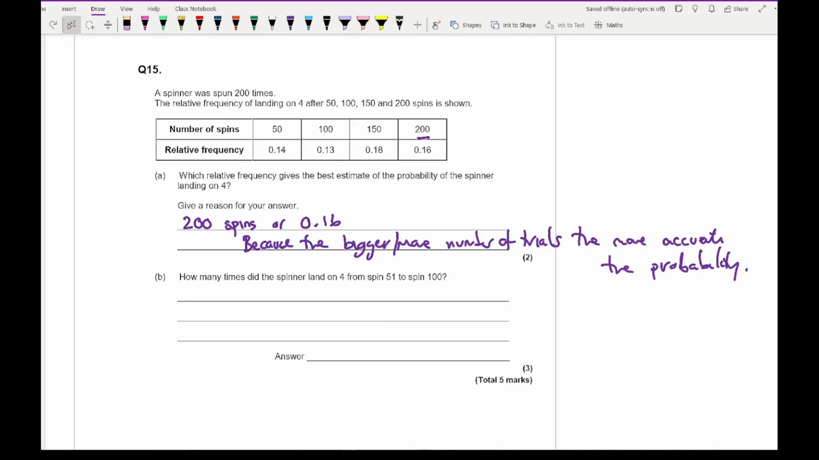Then for question B, it says how many times did the spinner land on a 4 from spin 51 to 100? So for this, what I need to do is work out how many 4s we got for these two values. So from the first 50, it's 0.14 times 50, which is 7. And then for the first 100, it's going to be 0.13 times 100, which is 13. So then what's the difference? Well, it's going to be 13 take away 7, which gives me an answer of 6.